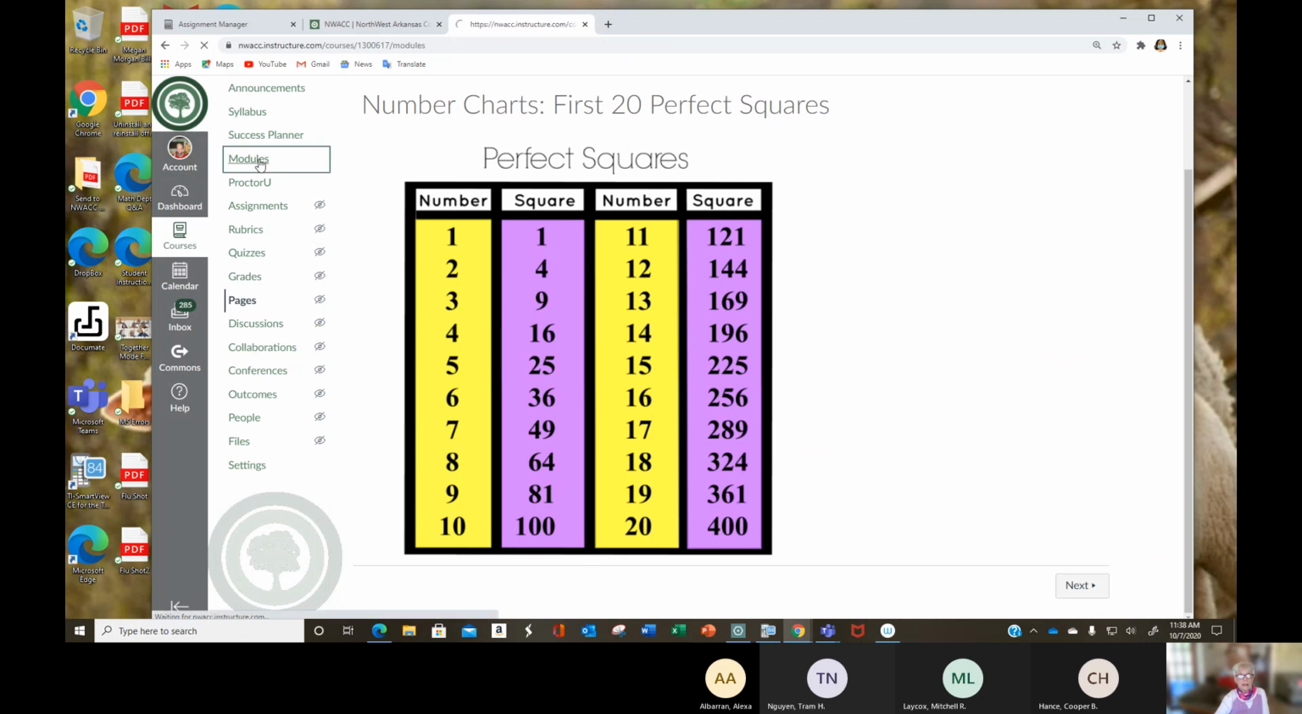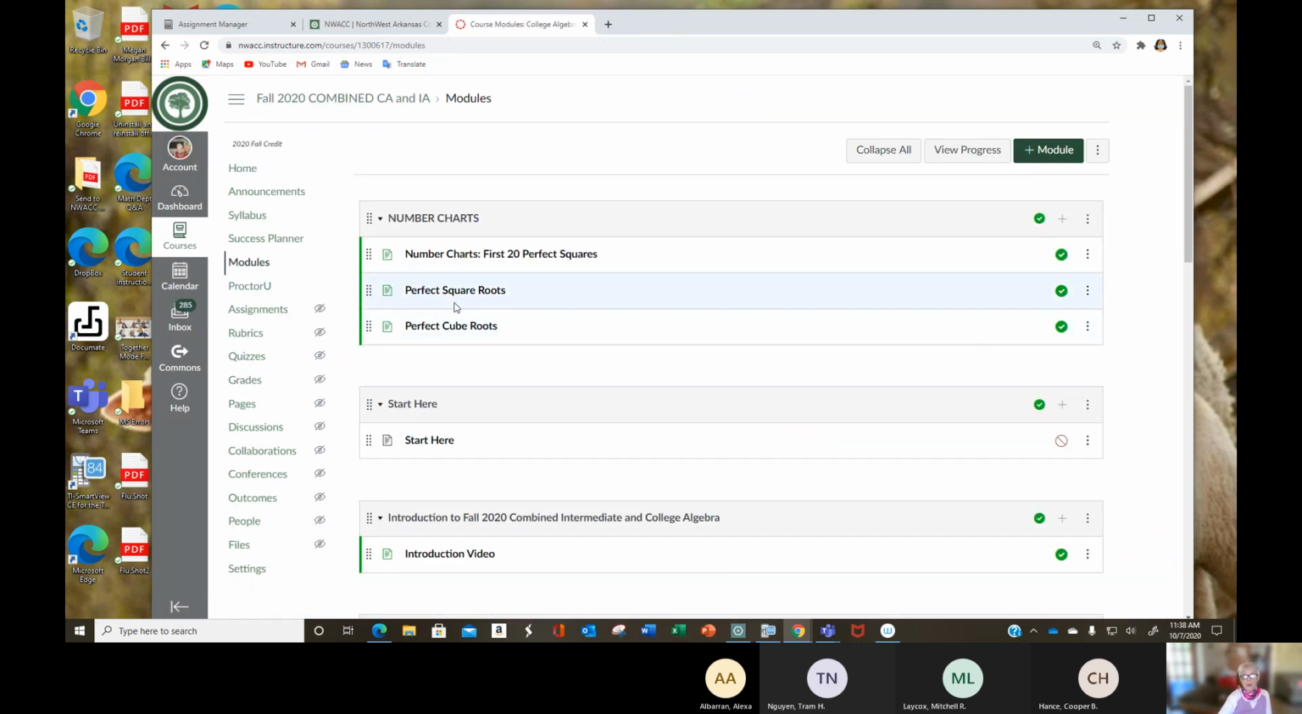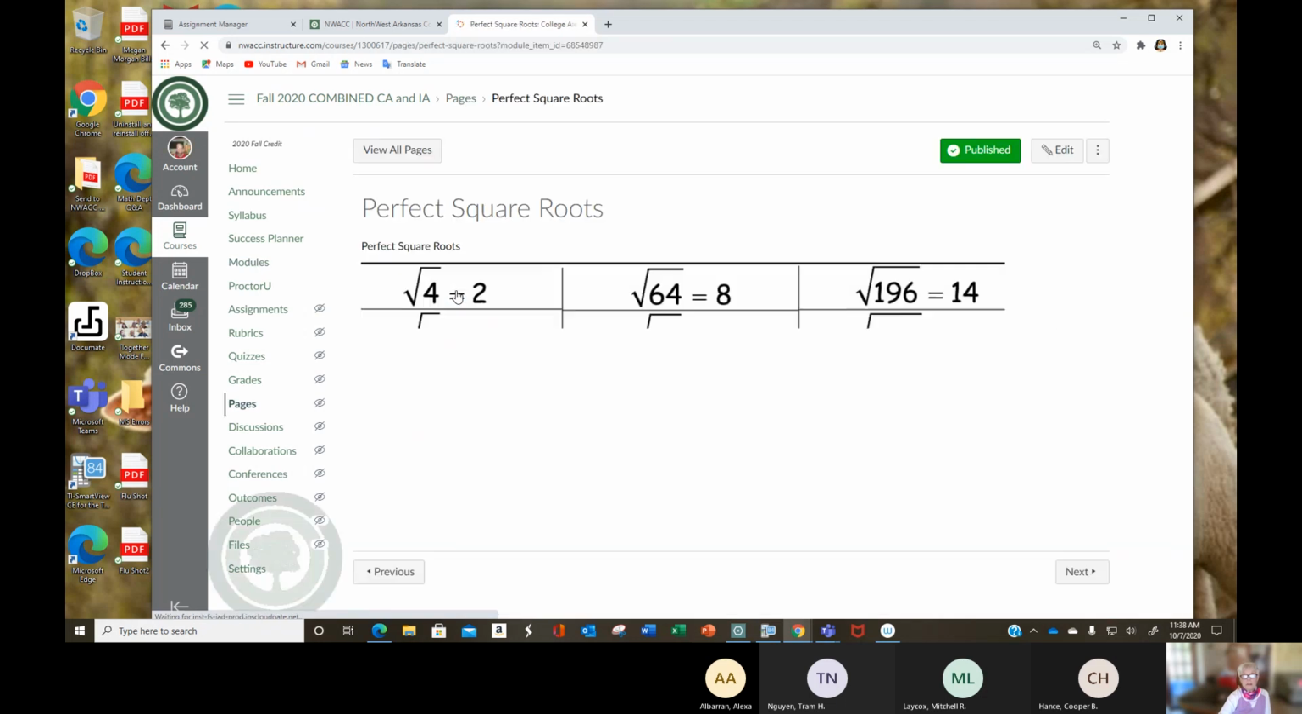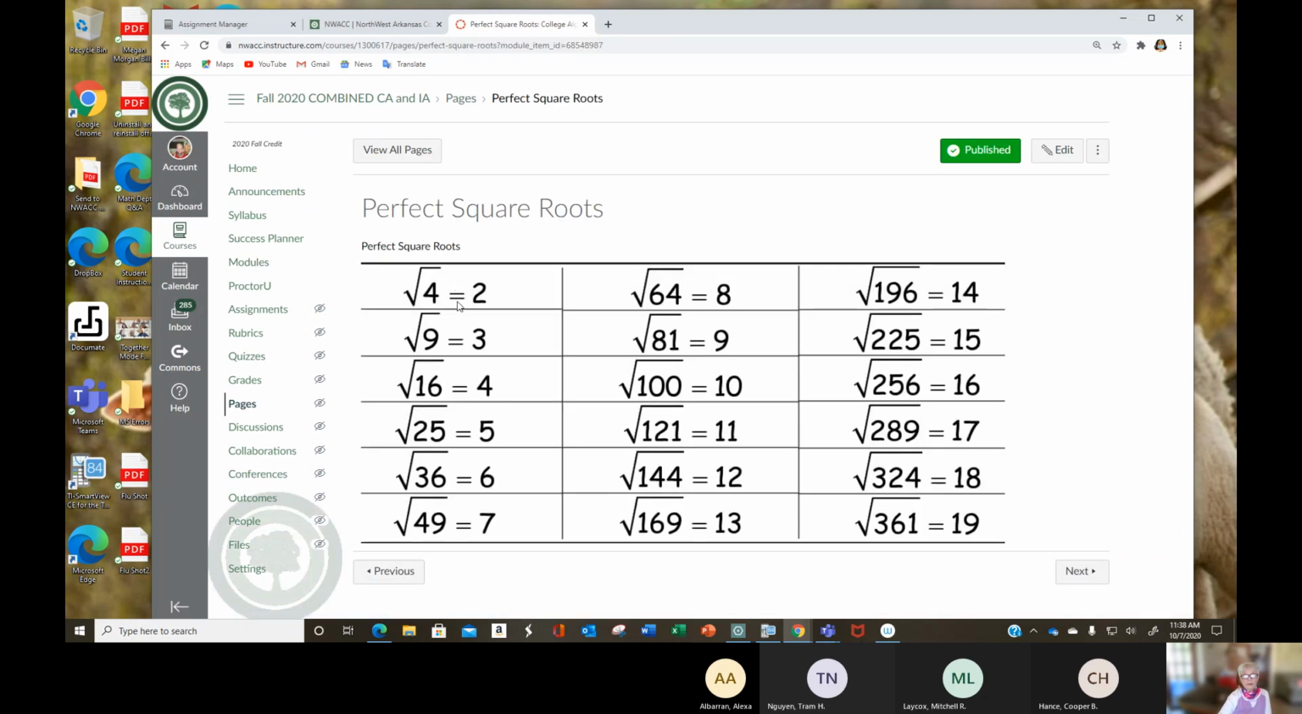So you've got the first 20 perfect squares there. Okay. Now, also, perfect square roots. So the square root of 4 is 2, the square root of 9 is 3, and so on and so forth. The square root of 196 is 14, the square root of 225 is 15, all the way up to the square root of 361, which is 19.